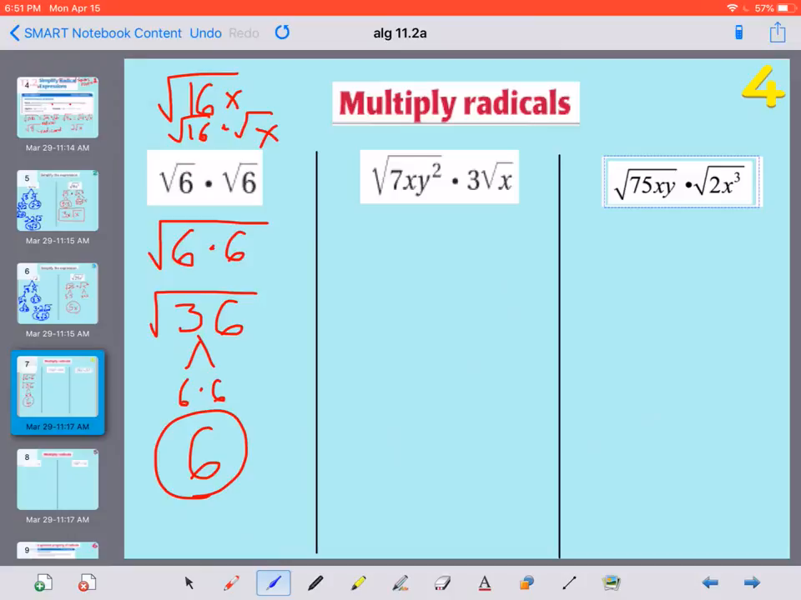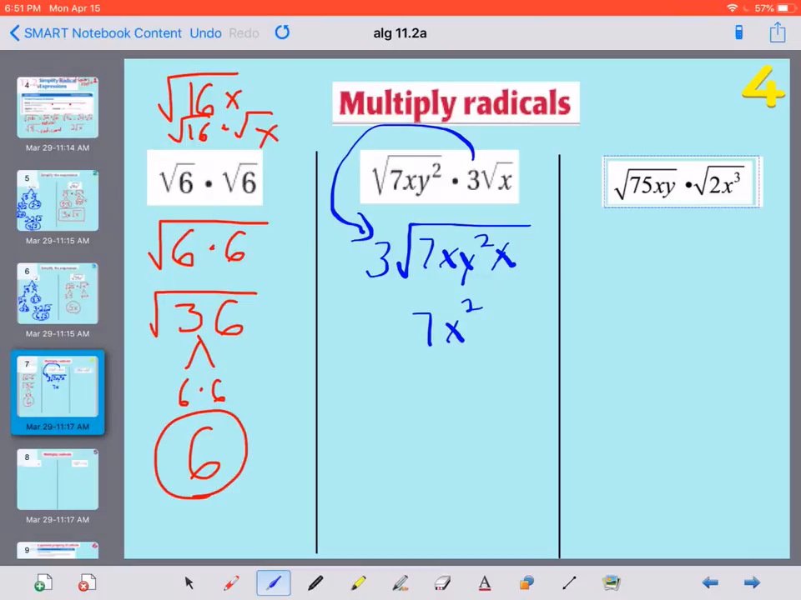Here we got a little bit bigger one. First of all, I see this 3 on the outside, so that's going to stay on the outside. So I'm going to put that 3 there. Then on the inside of my radical, I'm going to have 7xy squared and x. So now what I have inside is a 7, which is a prime number. I have 2 x's, so x squared, and I have a y squared.